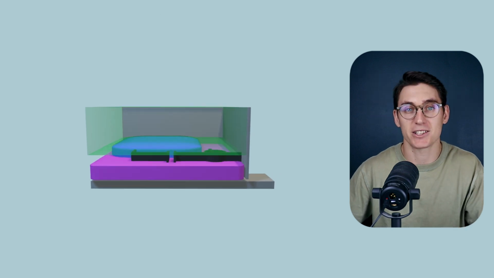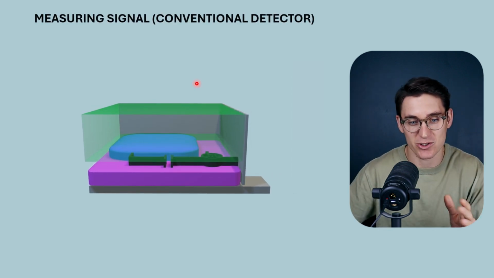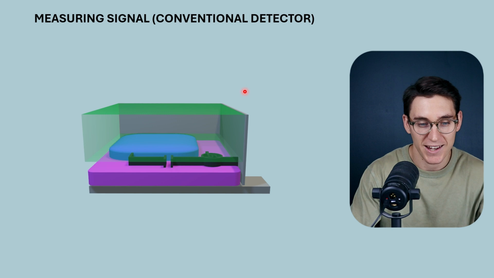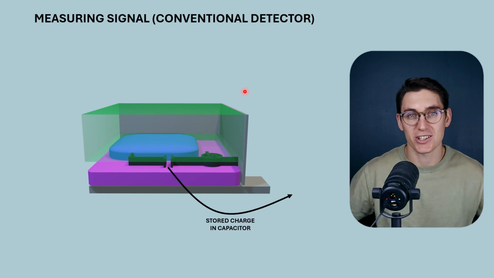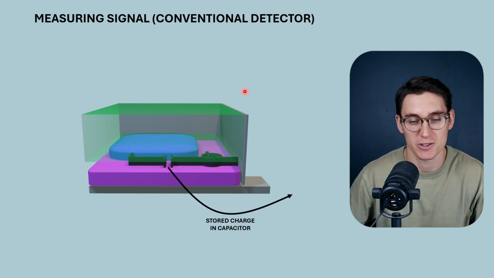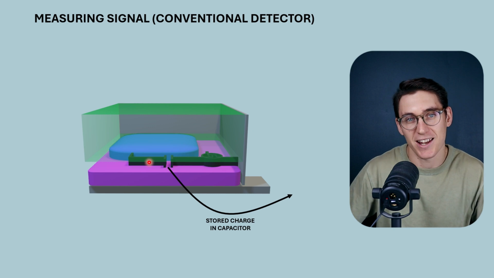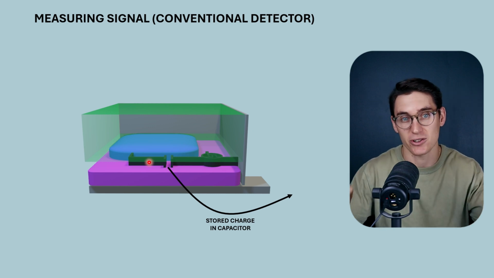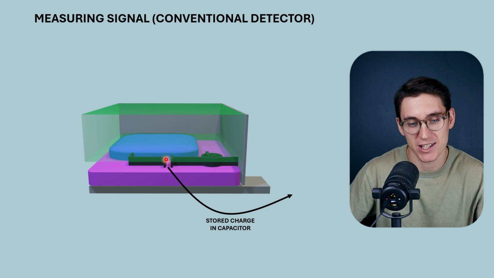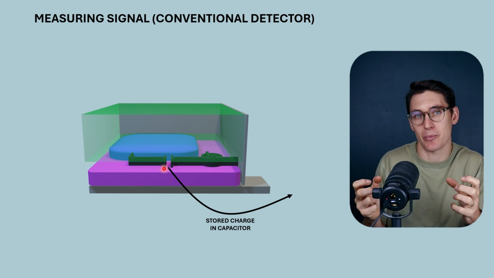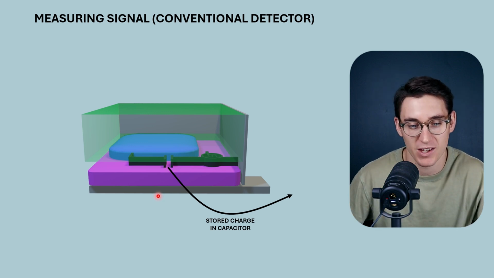So let's look at a practical example here where we're going to have incident X-rays hitting our detector. An X-ray comes in and it's converted into hundreds or thousands of light photons. Those light photons hit the photosensitive area here and a charge is generated. Light energy is converted into an electrical impulse. That charge is then stored in the capacitor. That's the function of a capacitor, to store electrical energy.